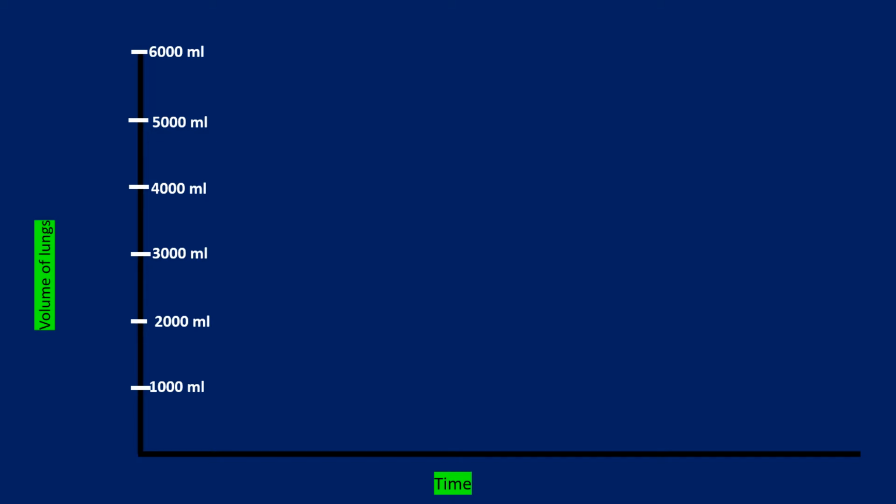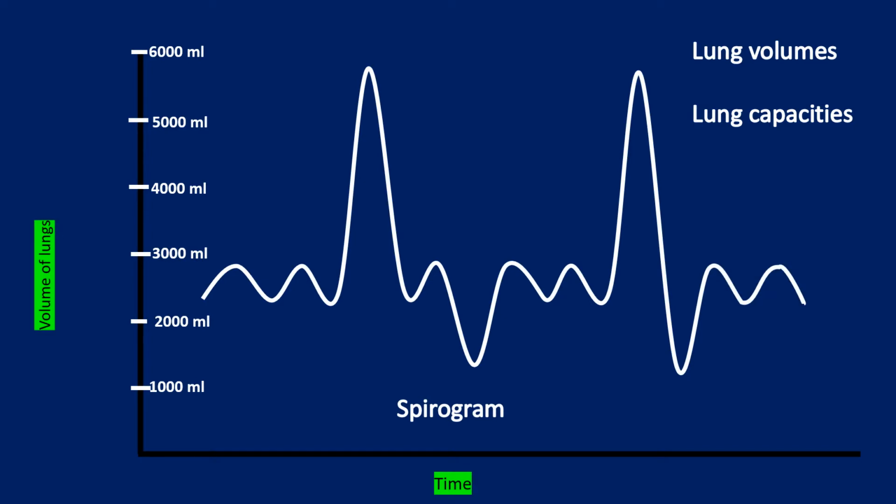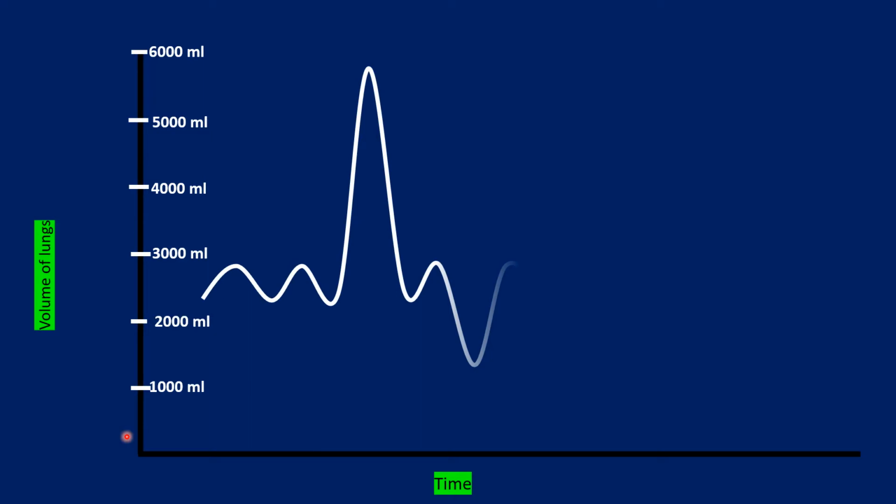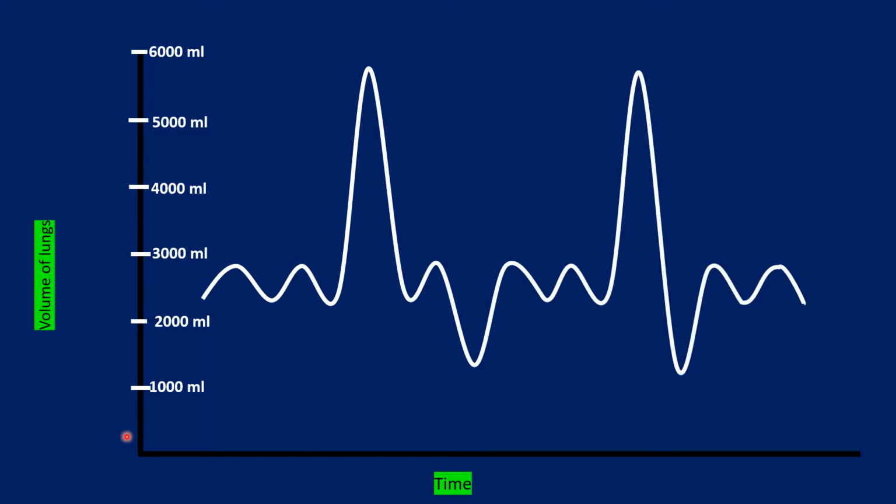Today in this video I am going to discuss lung volumes and lung capacities with the help of a spirogram. Now we are going to see different lung volumes. This is a spirogram, and in this spirogram we need to have knowledge of a few things.